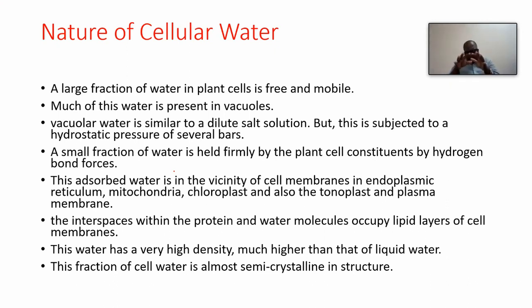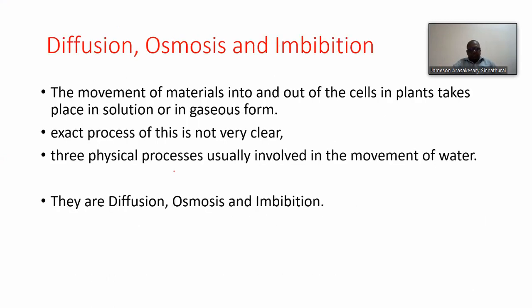So, in general, cellular water has high density. If it does not have high density, the movement of water will not take place. I will teach you how it moves because of these density differences. So these are the three major things we are going to see today: diffusion, osmosis, and imbibition.